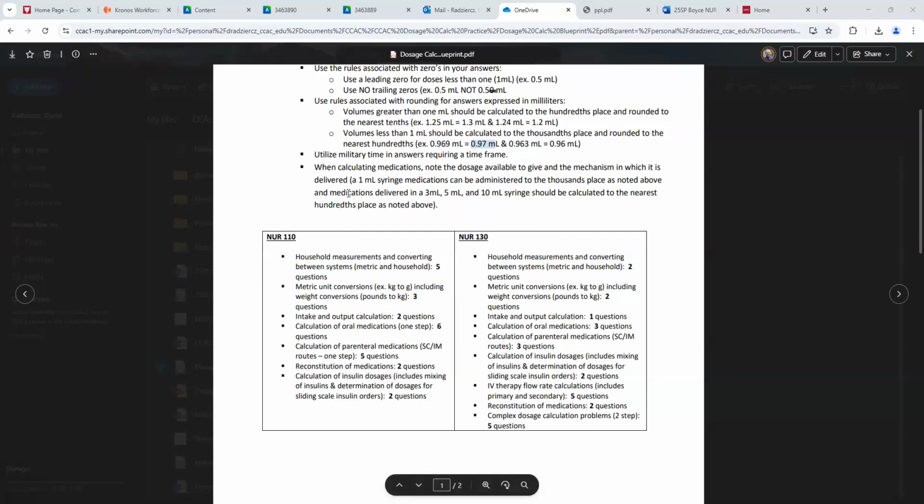This last one is more just like when you're looking at a syringe, just making sure you're paying attention to the marks on the syringe. Sometimes a syringe is every 2 milliliters, sometimes every 1, sometimes the syringe can go down into the tenths, hundredths, and even the thousands place. So you just want to pay attention to what's on the syringe.